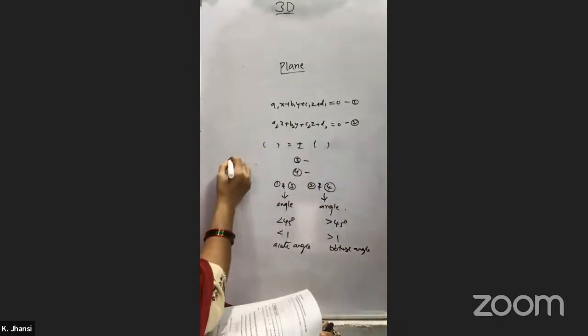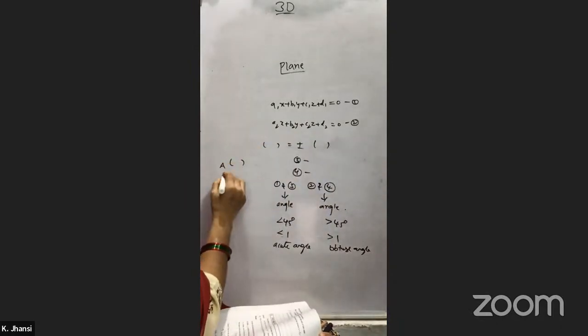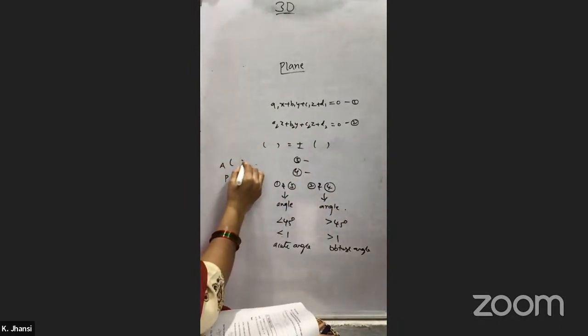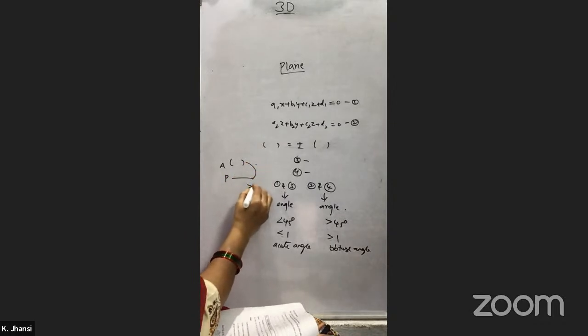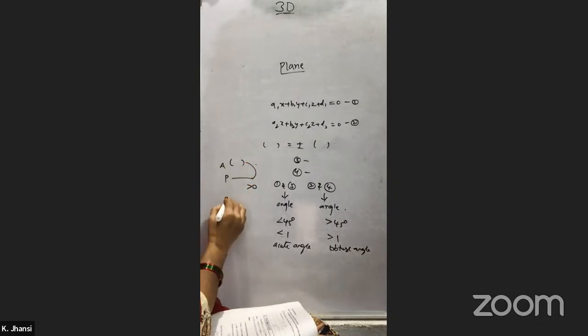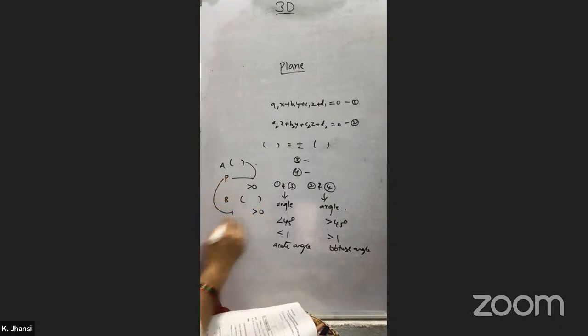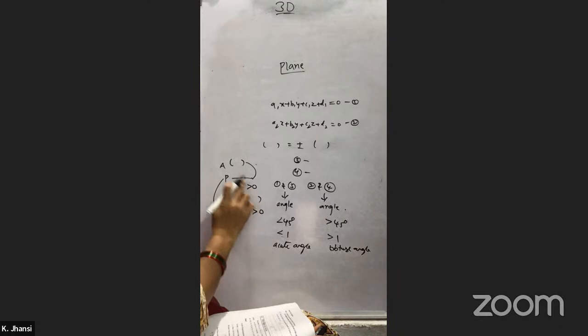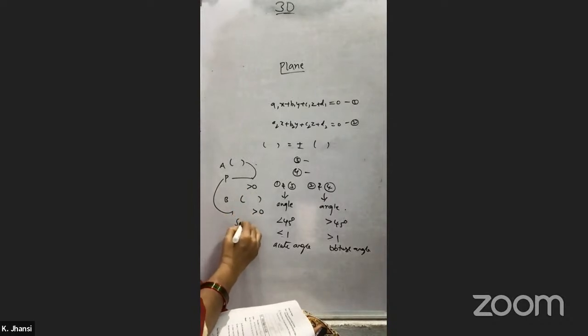If you substitute another point and you get a positive value too, that means you get the same sign for both points. If you think of A, and here one plane is there, if you substitute this value, you are getting greater than 0, and for one more point substituted in the same plane you are also getting greater than 0. A point greater than 0, B point greater than 0, means they are on the same side.